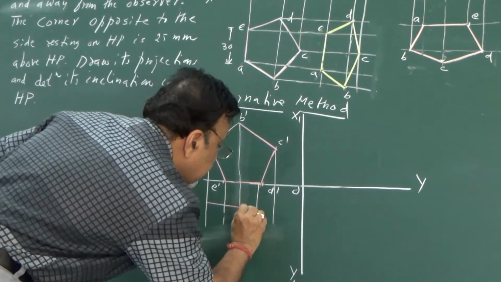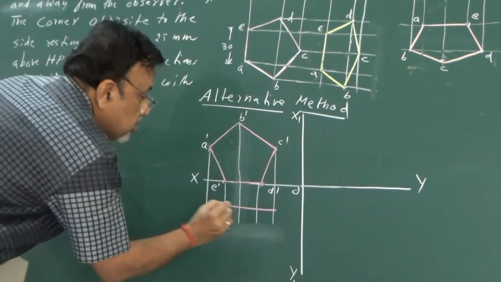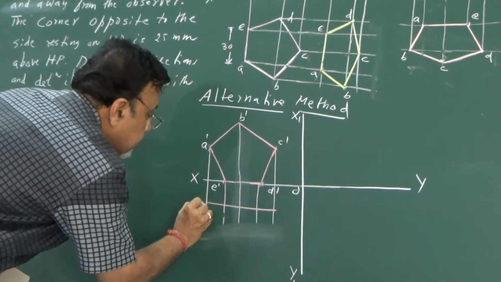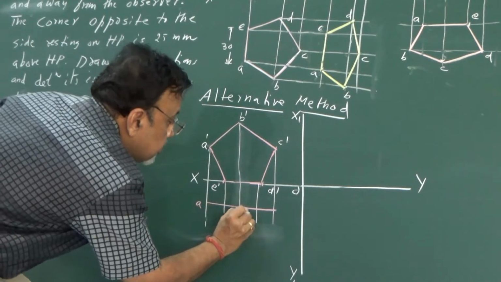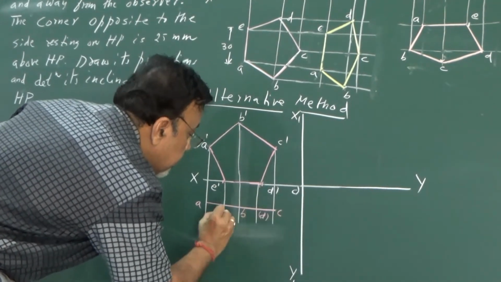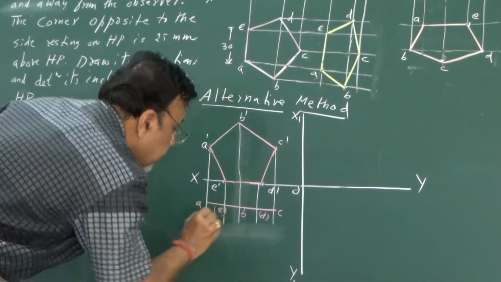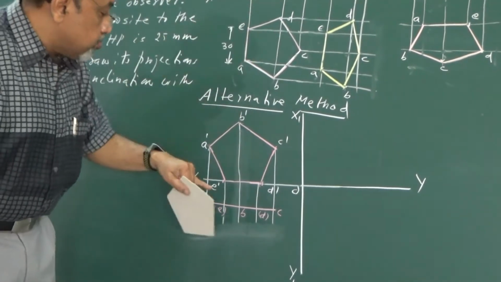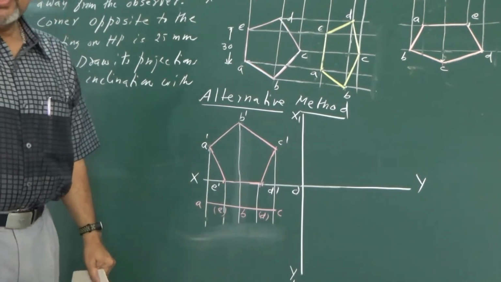Let us say this is my lamina. Okay, so this is the lamina. So I write A, B, C, D, E. Because anyway for the observer, AE cannot be seen.